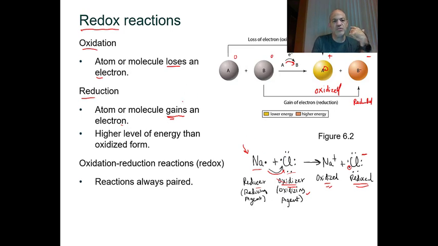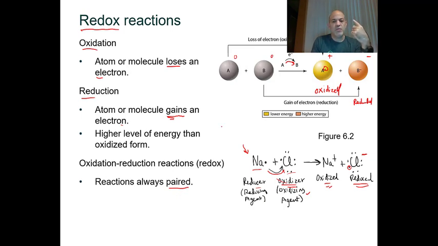Remember, when you become reduced, you're gaining electrons, so the reducer is the one that's going to give up the electron, right? So to be oxidized is different than being the oxidizer. The oxidizer causes the oxidation. Now, these reactions are always going to occur. They're always paired. You cannot have a reduction without an oxidation. Okay, the reduction, that electron has to come from somewhere.